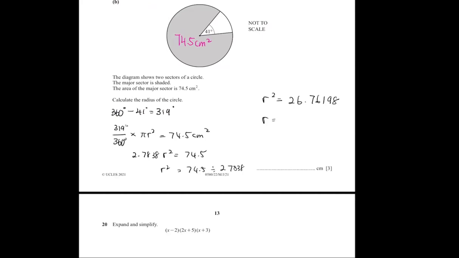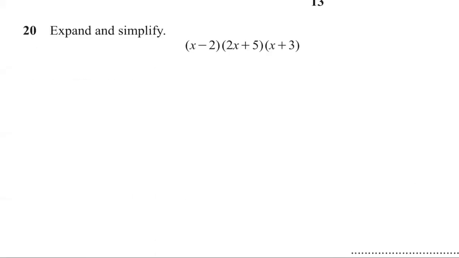26.76198. And I square root it. 5.17. Okay, now we need to expand and simplify. So let's just expand as usual, this and this. Let's solve this one here first.